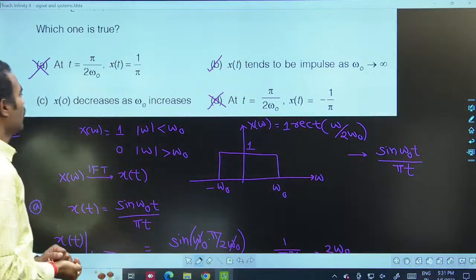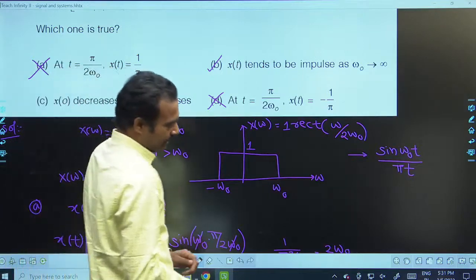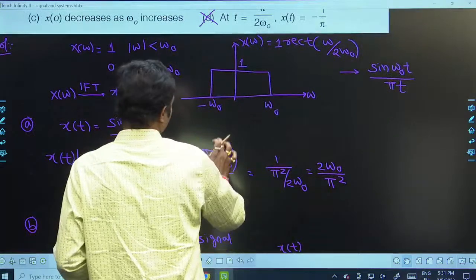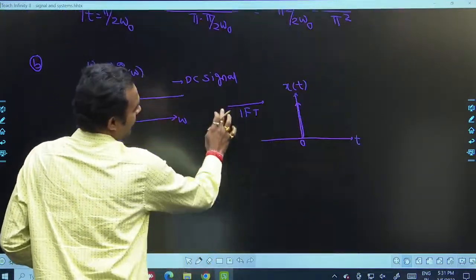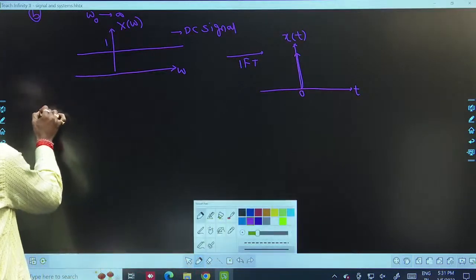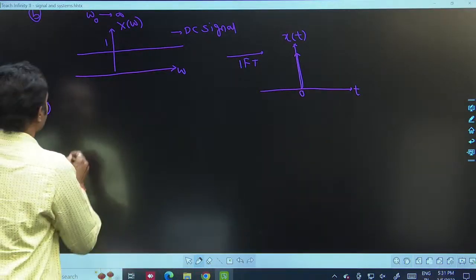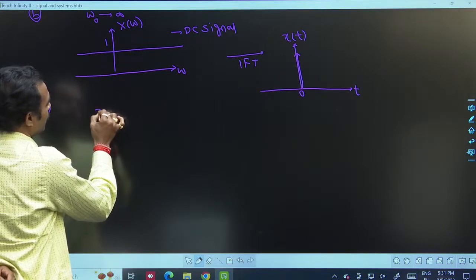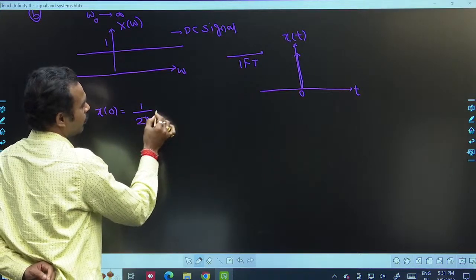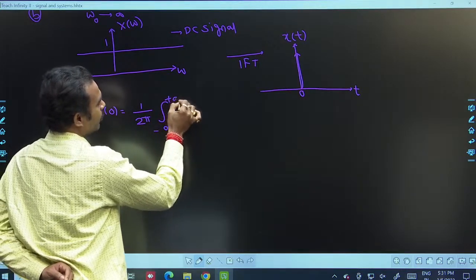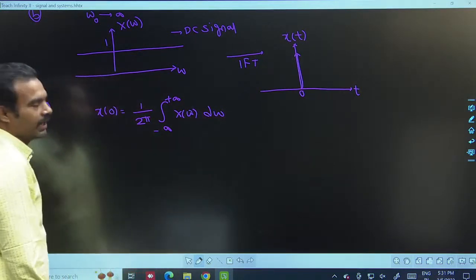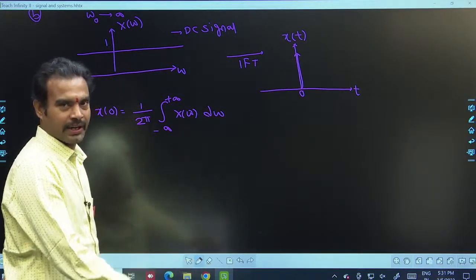Similarly, we need to check option C also. x of 0 decreases as omega naught increases. So x of 0 means we are finding the area in the frequency domain. Now checking for the option, x of 0 is required. x of 0 we can write as 1 by 2 pi integral from minus infinity to plus infinity x of omega d omega, which is the area in the frequency domain, or the area under x of omega.